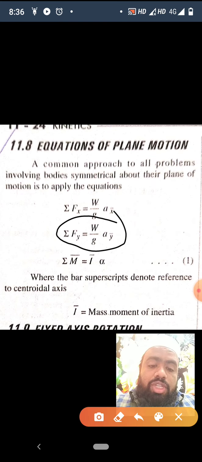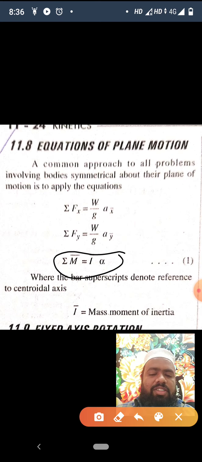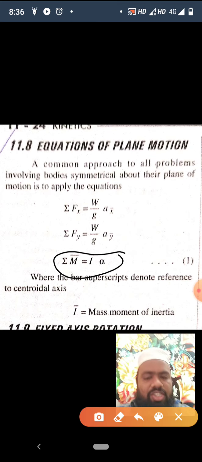Okay, clear. Now come to the second equation, Fy. Now motion in y direction. The algebraic sum of all the vertical forces is equal to weight by gravity into acceleration in y direction, a y bar. This is one of the equations. Next, the third one, moments. Rotary motion. When we use this equation, the algebraic sum of all the moments is equal to moment of inertia into the angular acceleration. So we have to consider all these equations for plane motion, because plane motion is nothing but the combination of linear motion and rotary motion.